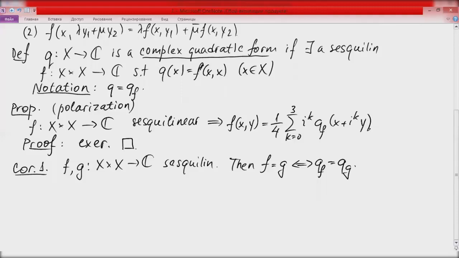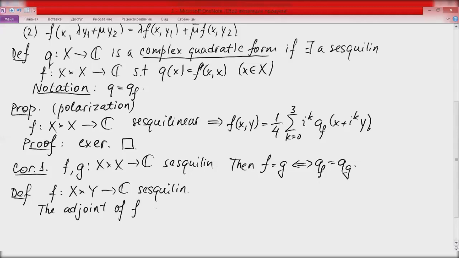Okay, let's now give one more definition. Suppose that we have an arbitrary sesquilinear form on the product of two vector spaces. Then we define the adjoint of f by the following formula. So this will be a function on the product of Y and X given by the following rule. So it's immediate from this formula that f star is also a sesquilinear form.